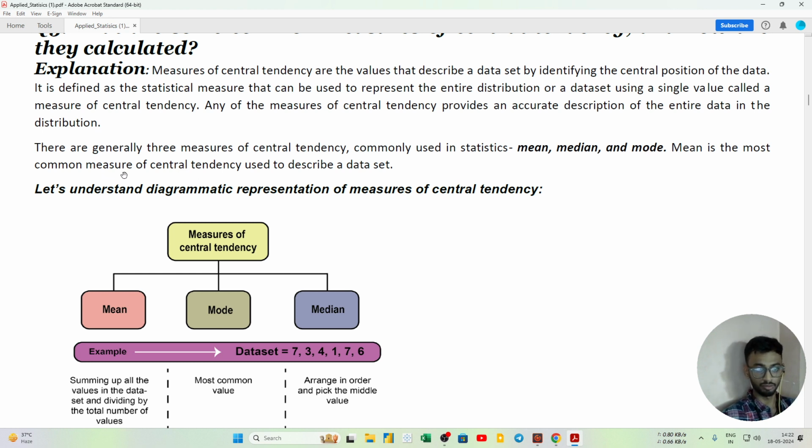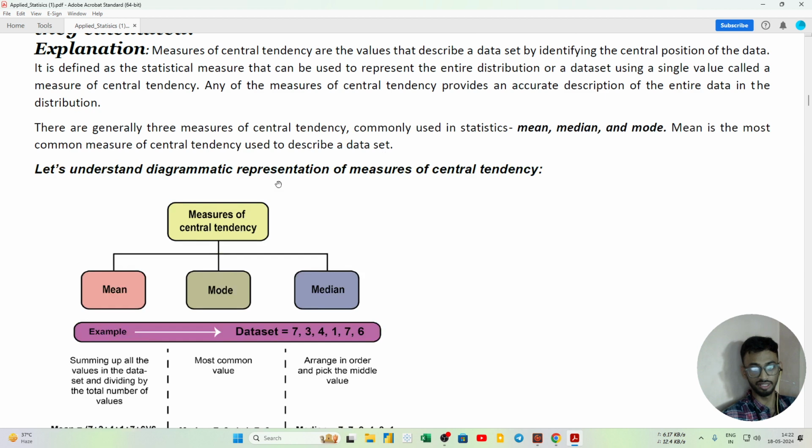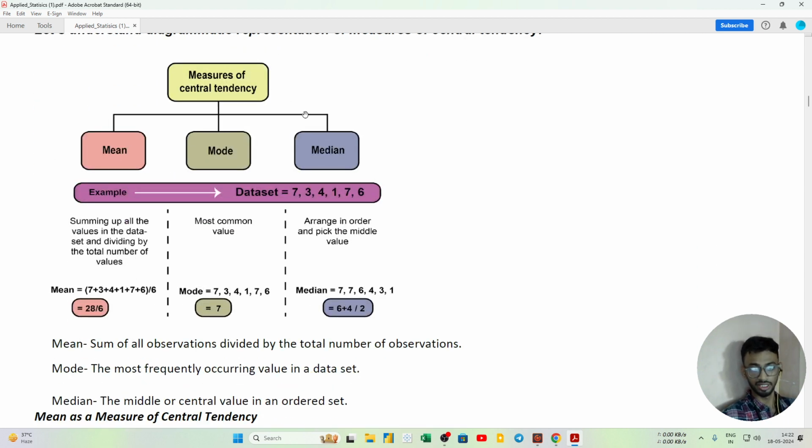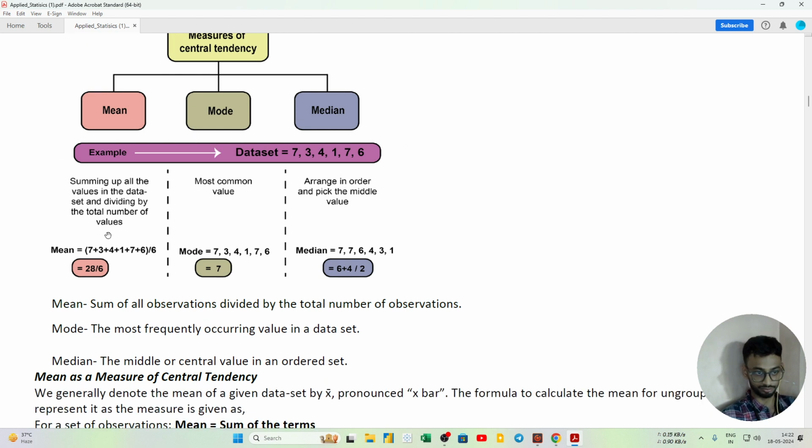Mean is the most common measure of central tendency used to describe a data set. These are the three kinds of measures of central tendency. For example, in the data set we have 1, 2, 3, 4, 5, 6, 6 points. Mean is nothing but the average. So how can we come up with the mean? First of all, summing all of the data points, then dividing it by the number of data points.